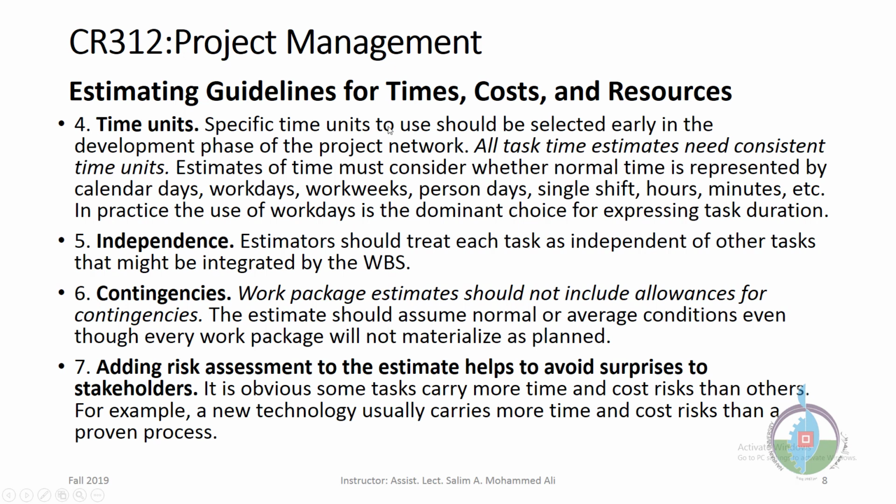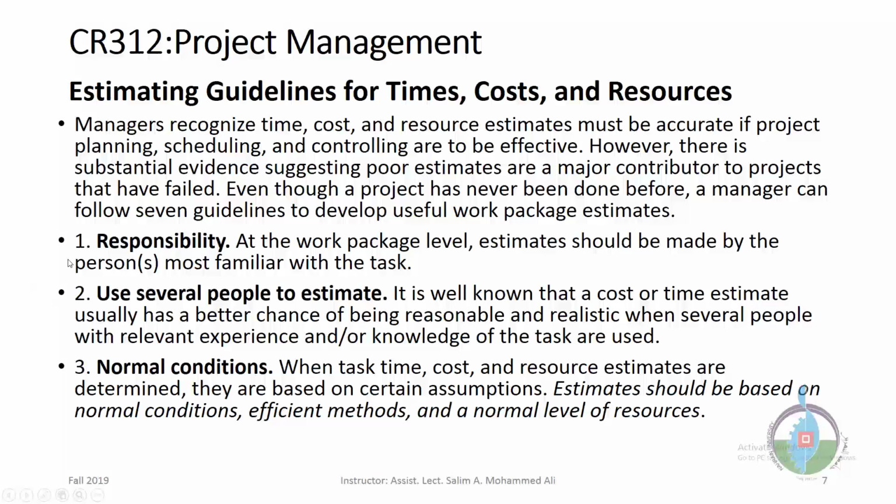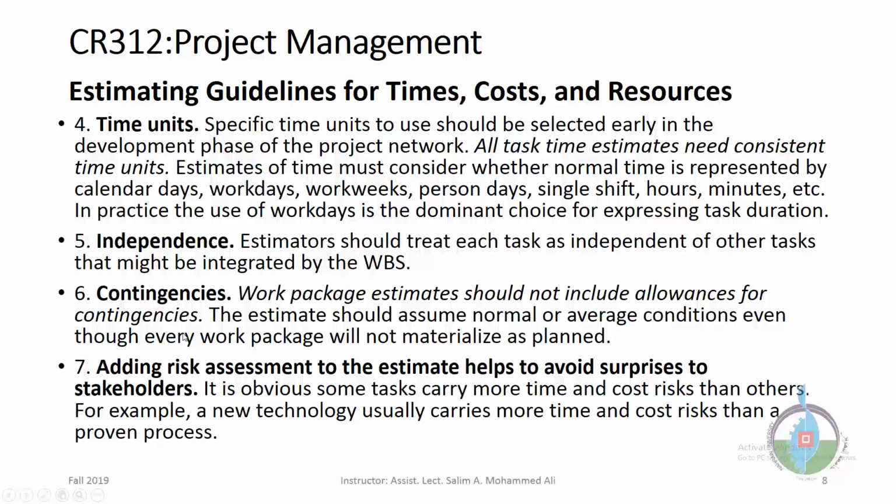These are the 7 guidelines to making estimates: time, cost, and resources. Let's repeat it. Responsibility: use several people to estimate. Always use normal condition. Be fixed on your time units. You should be independent in estimating work packages. You should not follow contingencies or conditions to do your estimates. And lastly, you should add some risk assessment to the estimates to help avoid surprises.